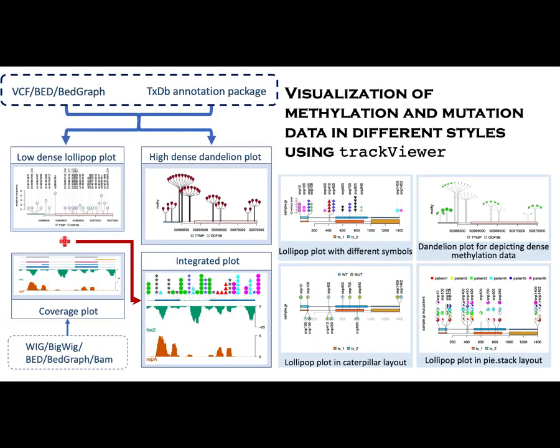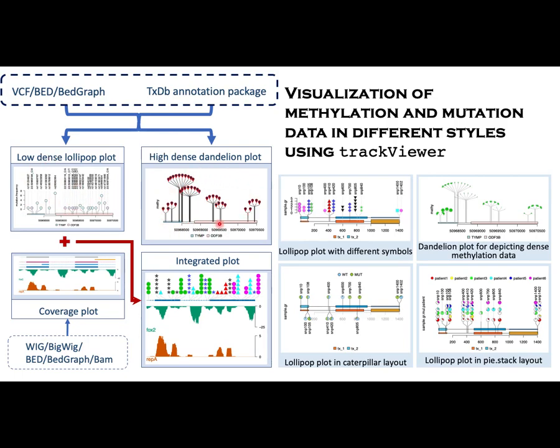VCF files, BED files, and their variations can be the input files for plots. They are the most popular file formats to hold the methylation and the mutation data. To extract the annotations, you can use TxDb, EnsDb data, AnnotationHub data, and other online resources which can be converted to GRanges objects. By combining the annotations and methylation or mutation data, TrackViewer can plot lollipop plots for low-density events and the dandelion plot for high-density events.